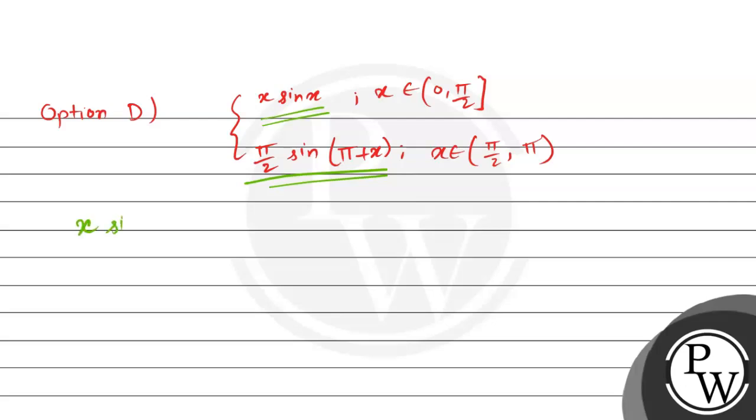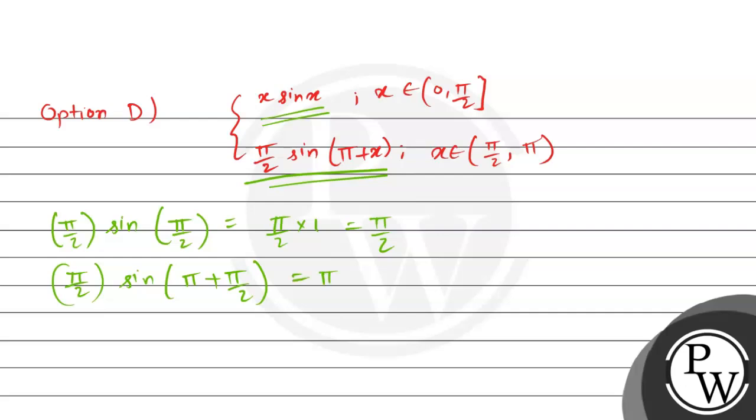So x sin pi by 2, now we know that sin pi by 2 is 1, sorry x की जगह भी pi by 2 डालना होगा. So this is pi by 2 sin pi by 2, this is pi by 2 into 1, this is pi by 2. सेकेंड वाले में डाला तो we get pi by 2 sin pi plus pi by 2. Now we know that pi by 2 plus pi is 3 pi by 2 and sin 3 pi by 2 is minus 1, therefore it is pi by 2 into minus 1 which is minus pi by 2. अब हम देख सकते हैं कि यहाँ पे pi by 2 है and यहाँ पे minus pi by 2 है, therefore option D is incorrect, it is not continuous.